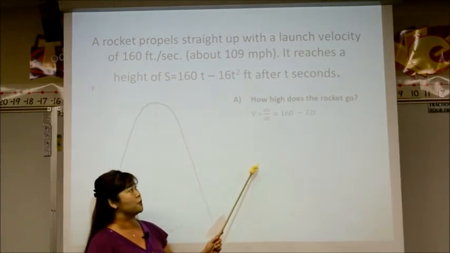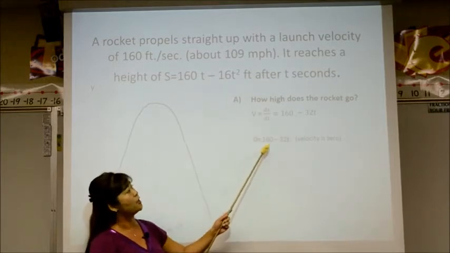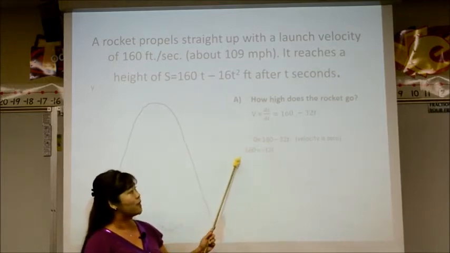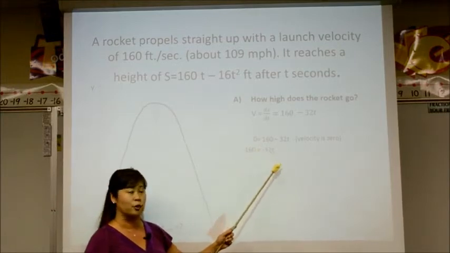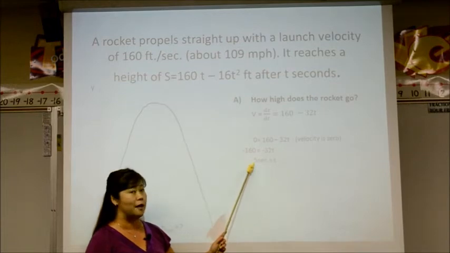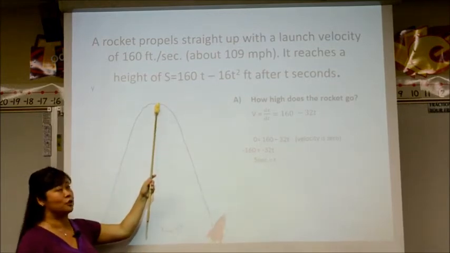So we're going to solve for this, which means we're going to set this equal to 0 and solve for it. So I'm bringing the 160 over to the other side of the equal sign, which gives me negative 160. We're left with negative 32. So we bring that over to the other side and that gives me 5 seconds. So it means at 5 seconds, this is where it's going to reach the maximum.